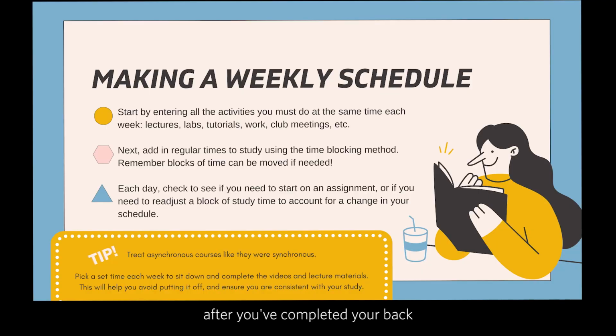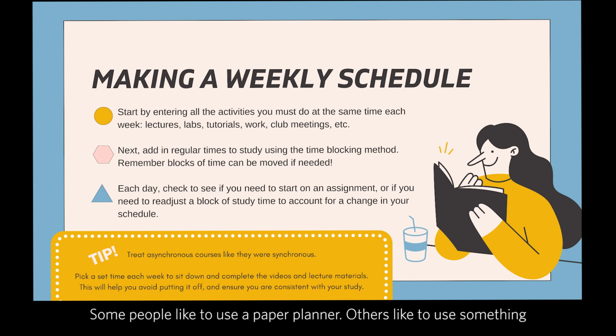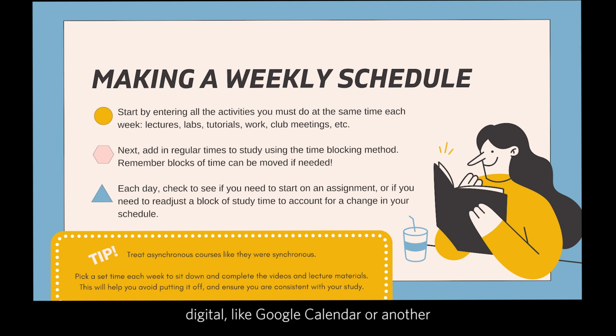After you've completed your back planning and all of your deadlines are in place and all of your start dates are there, you want to consider making your weekly schedule. The format that the weekly schedule takes is personal. Some people like to use a paper planner, others like to use something digital like a Google Calendar or another calendaring app that they can access from their phone. It doesn't honestly matter which format you choose. What matters is that you include a few certain things.